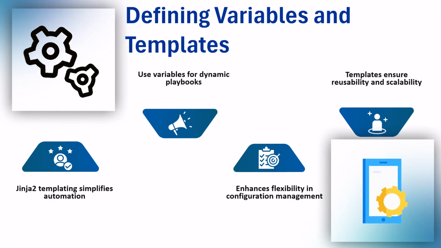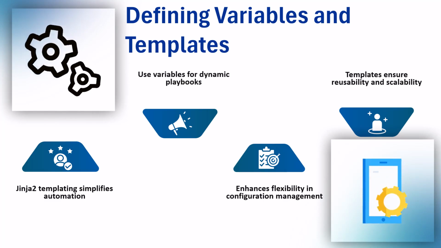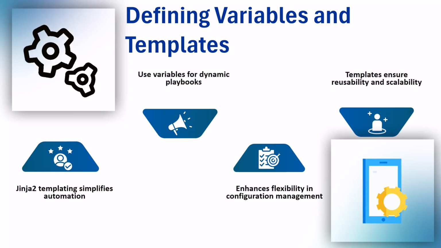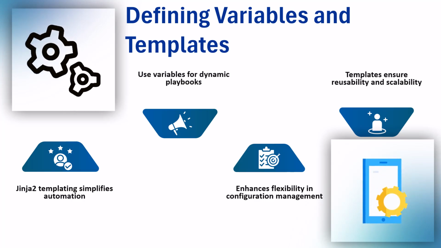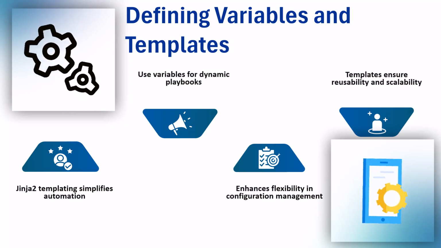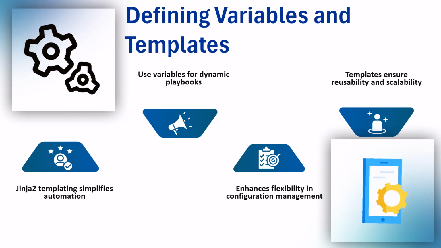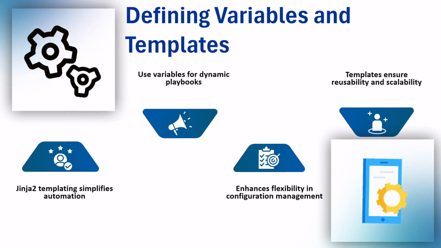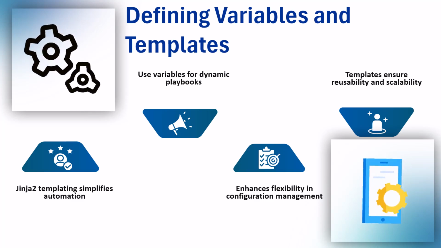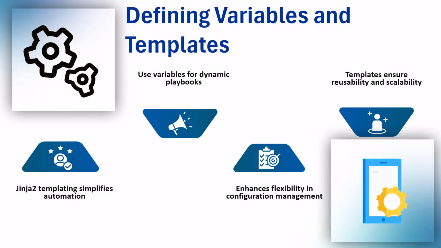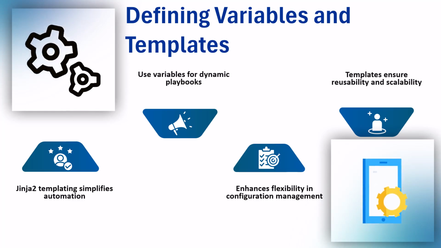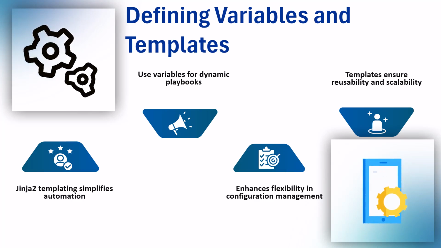Now, variables and templates. These are like your automation superheroes. Instead of manually setting up configurations every single time, you define variables and create templates. With Jinja too, things get super flexible. Think of it like baking. A good recipe template lets you whip up delicious results every time, without reinventing the wheel.